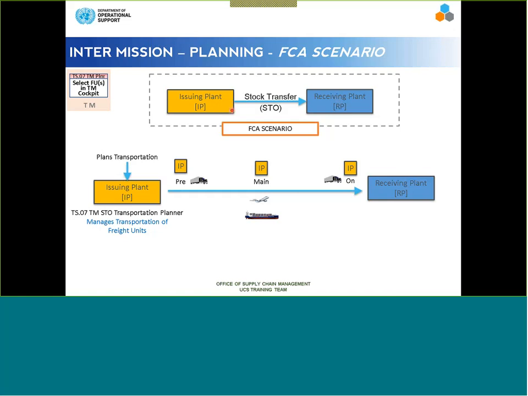But who is responsible? The role of TS07 to manage transportation. Okay, as I said before, if you are a TS07, all you have to do is log into TM, and the DTRs and freight units that are assigned to your planning group would be the ones you're responsible for. This is just information I'm providing to you so you understand the process. Okay, there's no need to go in and figure out which ones you would have to transport or plan transportation for, because if they are in your cockpit or if they are in your DTRs that are assigned to you, you're the one who's responsible for managing transportation.